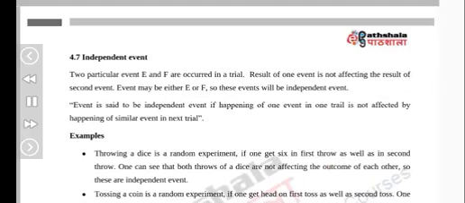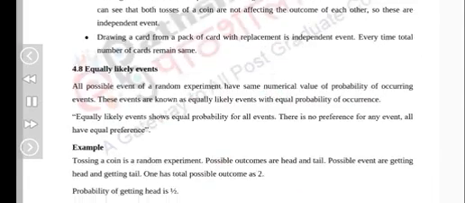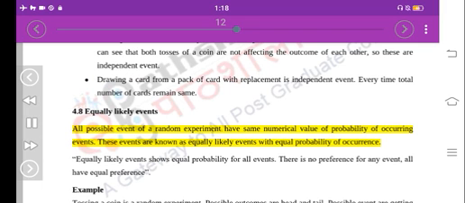4.8 Equally likely events. All possible events of a random experiment that have the same numerical value of probability of occurring are known as equally likely events, with equal probability of occurrence. Equally likely events show equal probability for all events. There is no preference for any event, all have equal preference.